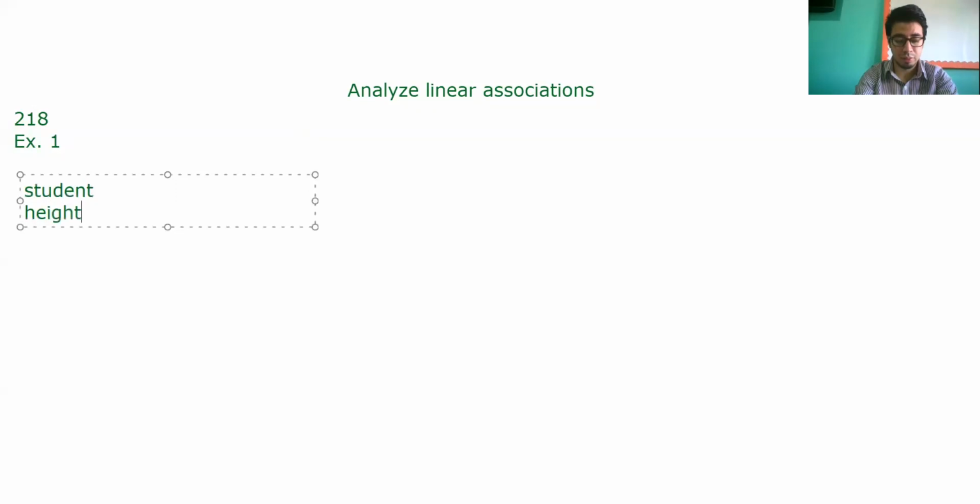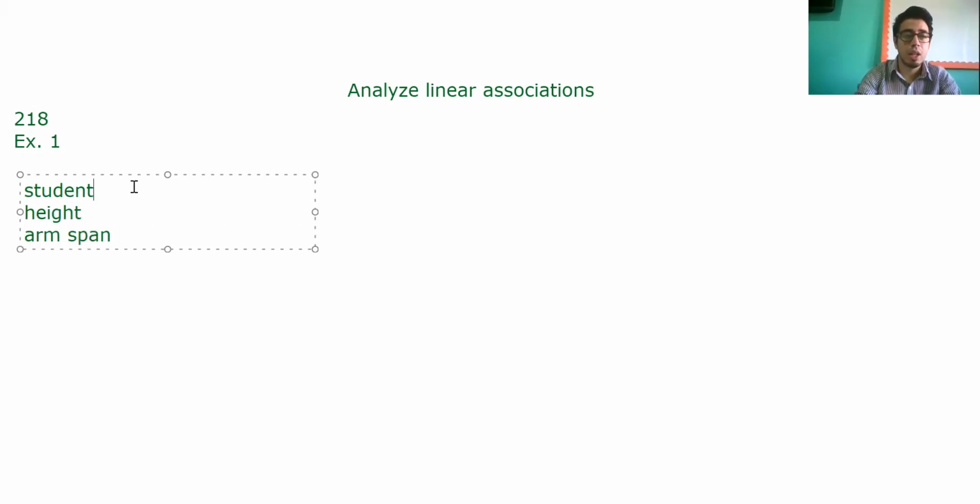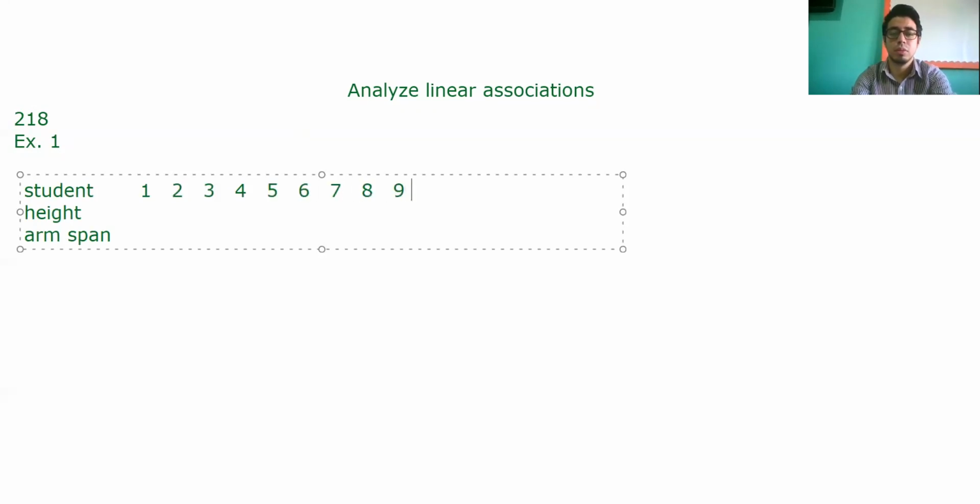height, and arm span. Okay. And later I'm going to copy the values. We have until 11, the numbers. I wrote 20, 11. Okay, and for the other one, I'm going to copy the height.